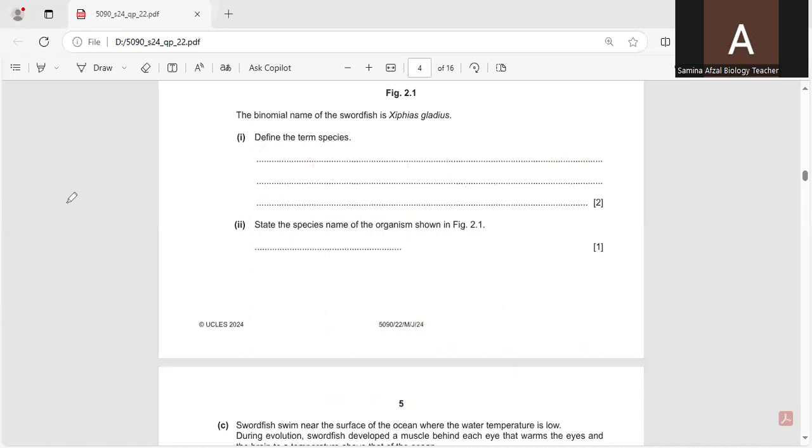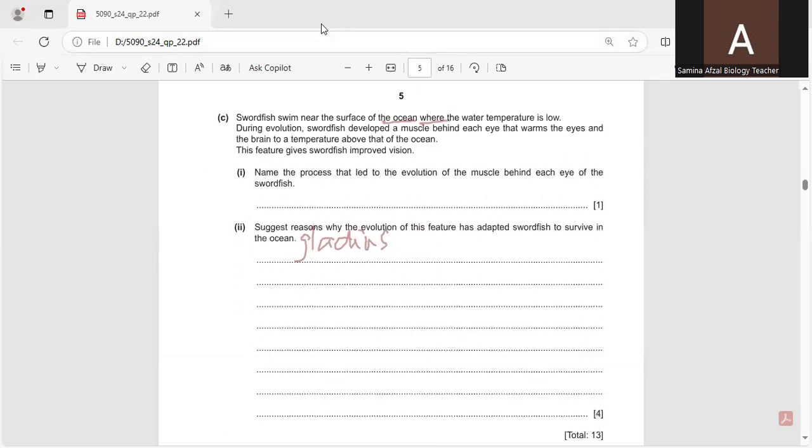Now we are moving towards the next question, which is state the species name of the organism shown. So the name Xiphias is the genus name and gladius, gladius, this is the species name. Next question, part C of question number two.